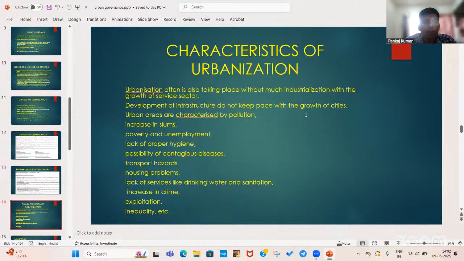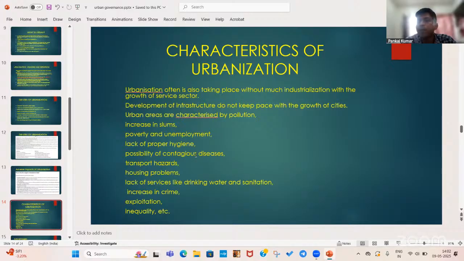Urban areas are characterized by certain features. What will you notice when you visit an urban area? You will notice pollution. Pollution is comparatively much more in urban areas compared to rural areas, so this can be called a characteristic of urbanization. Then increase in slums. Slum proliferation is one of the important characteristics of urbanization. Poverty and unemployment are also there, and lack of proper hygiene and sanitation, which you'll find if you visit any slum areas. Then there is the possibility of contagious disease. Why does this possibility exist? Because of the lack of proper hygiene and sanitation.